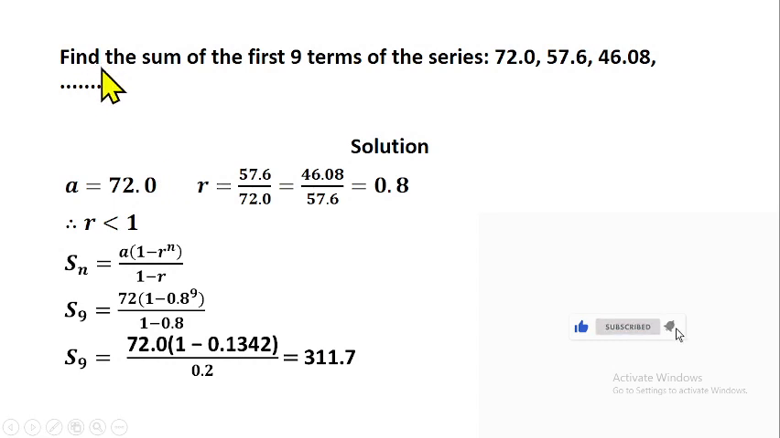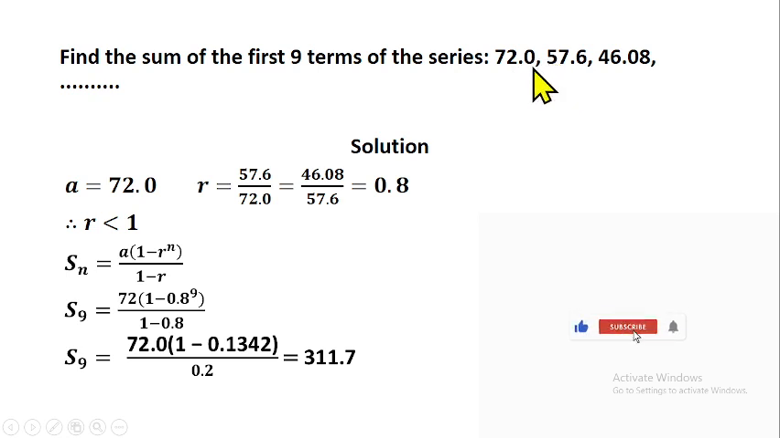Now the first thing we want to do here is find the sum of the first 9 terms of the series 72.0, 57.6, 46.08, and so on. We don't know whether this series belongs to AP or GP, but you can verify yourself.